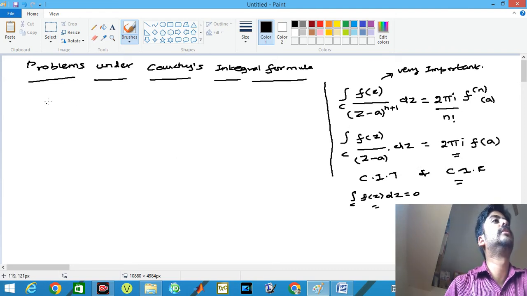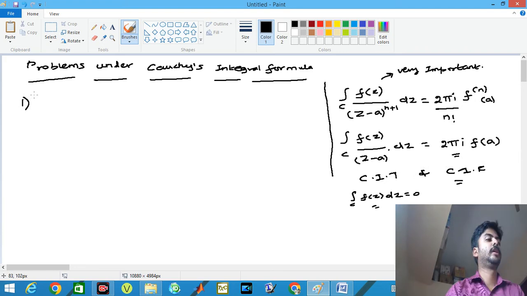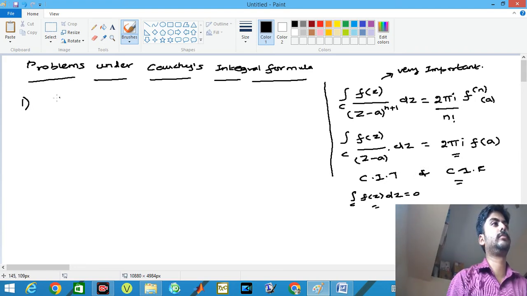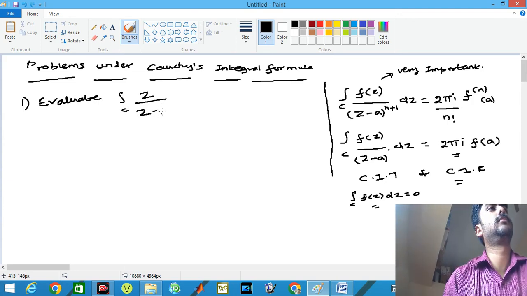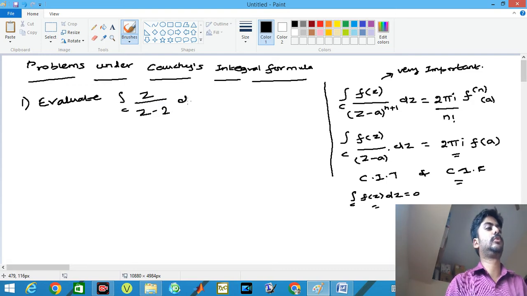Now we shall see the first problem. The first problem is: evaluate the integral over C of z by (z minus 2) dz, where C is the circle given by modulus of z equal to 3.